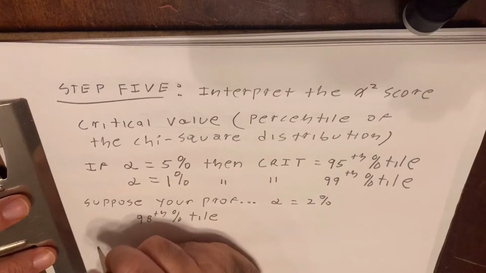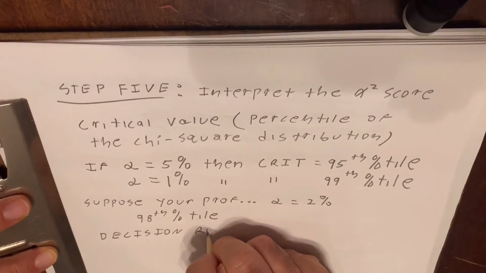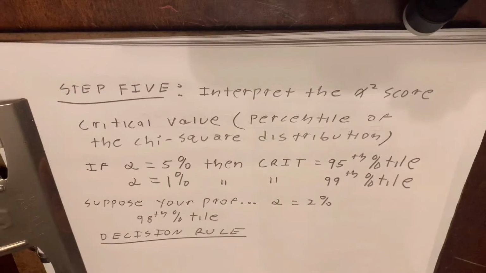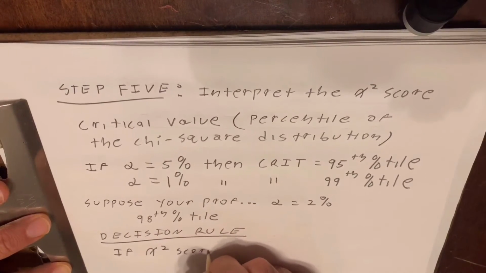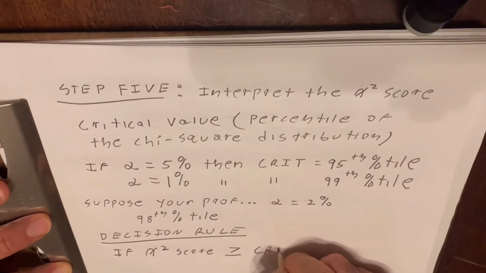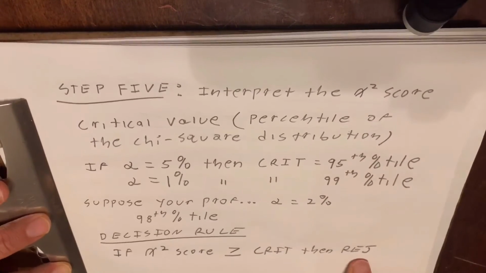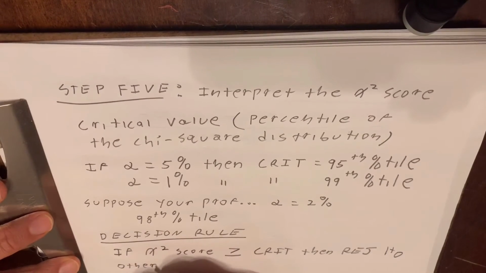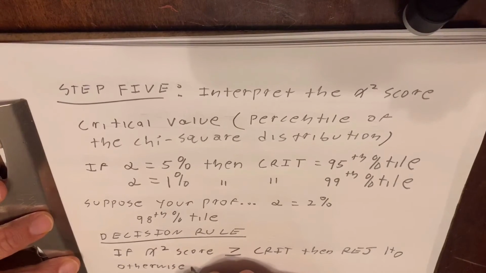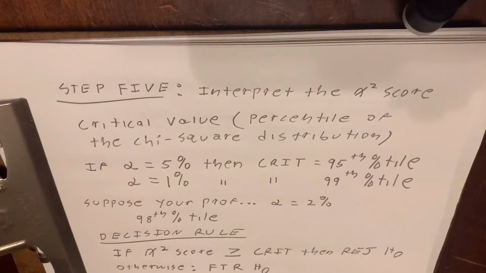Let me give you the actual decision rule. So here's how you use the critical value. If the observed value of the chi-square score is greater than or equal to the critical value, then we reject, I'll just write REJ for reject, the null hypothesis. Otherwise, we fail to reject. I'll write FTR for fail to reject, the null hypothesis. So this is the decision rule. So let's actually do it.